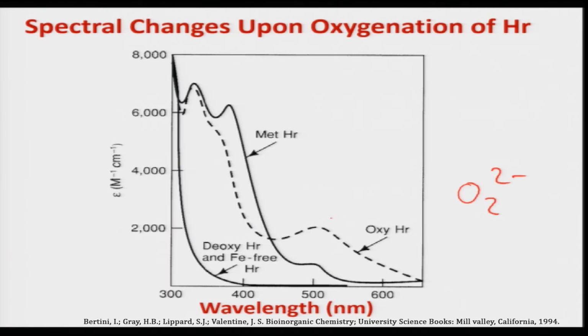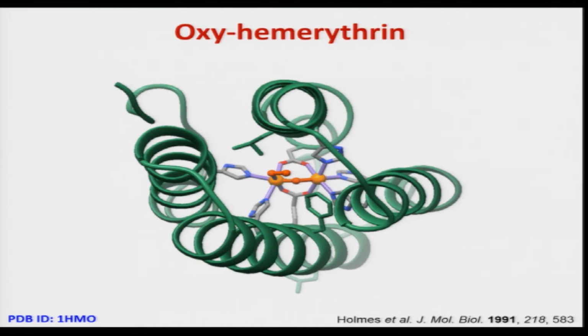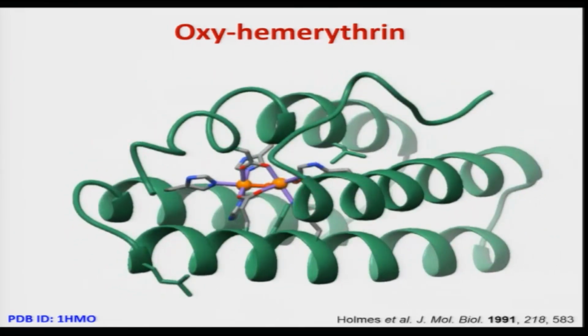As you can see, there is a band around 500 nanometer, which is due to a considerable charge transfer between the coordinated peroxo group and the metal center. This also suggests that dioxygen binds to this iron center. The X-ray structure of Oxy-hemerythrin is shown over here.